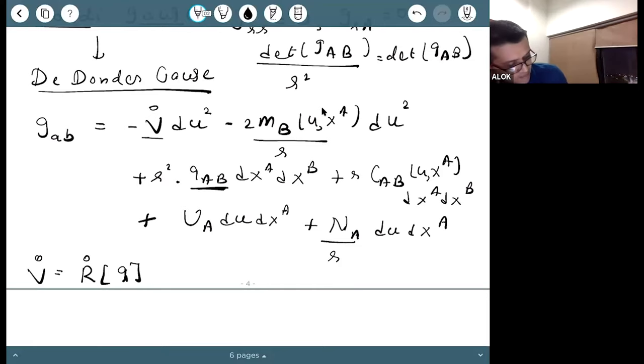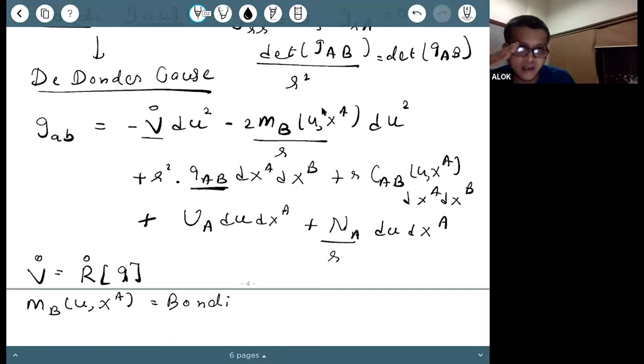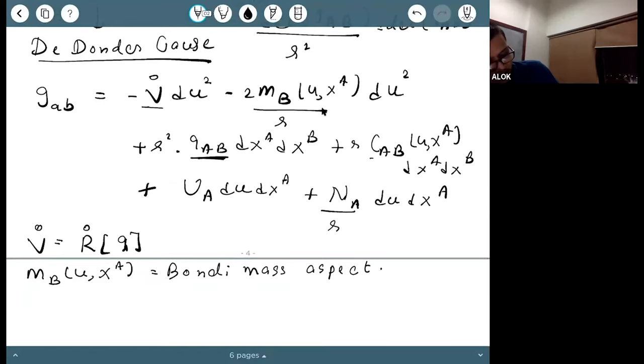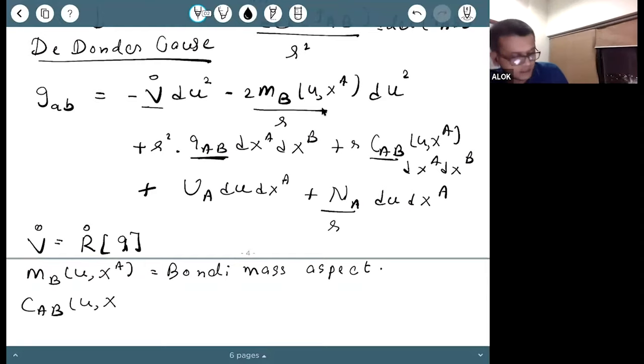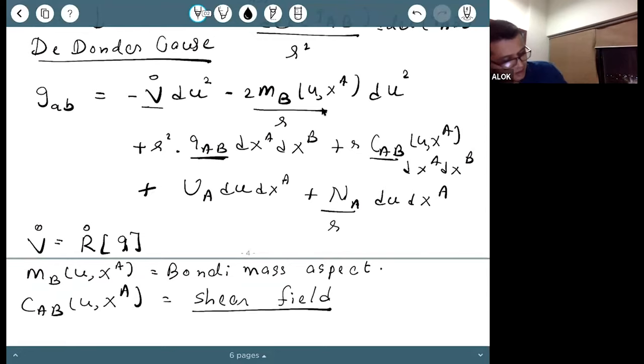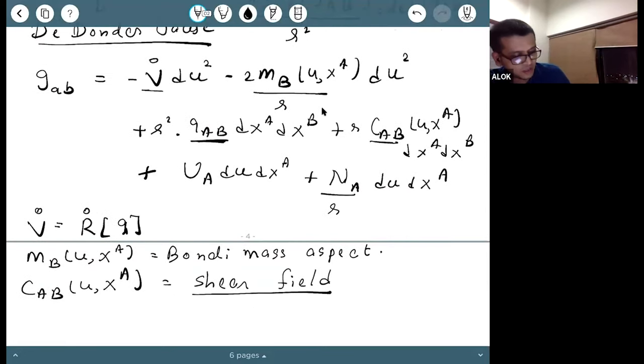And then this MB is what is known as the Bondi mass aspect, which measures, roughly speaking, the energy that leaks out to infinity at fixed U and fixed angle. And probably the most important player in the game is this guy CAB, which is called the shear field, as it contains complete information about the radiation. So CAB is the shear field. As you will see, it has all the information about the radiation.